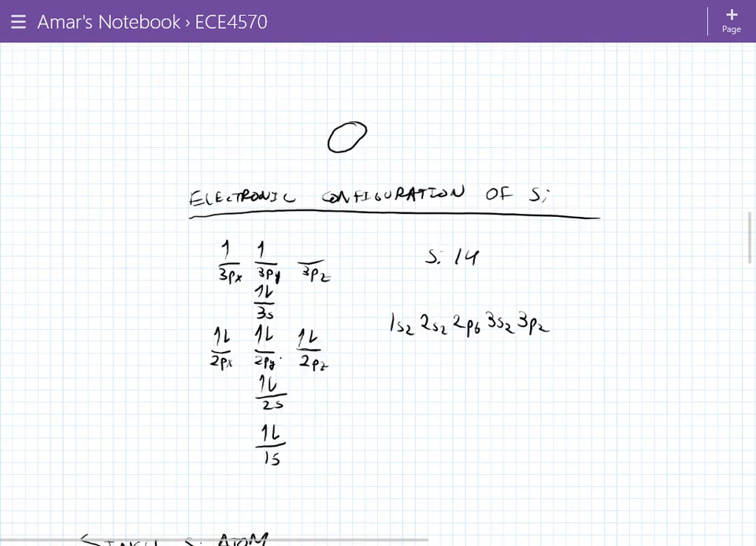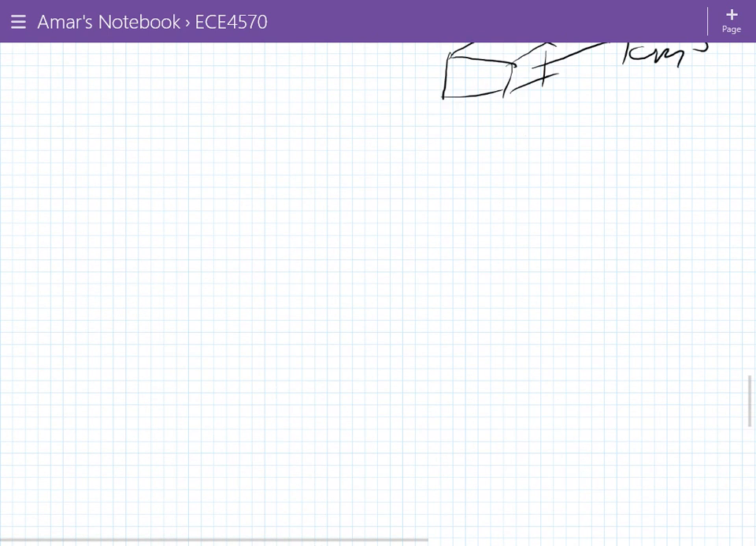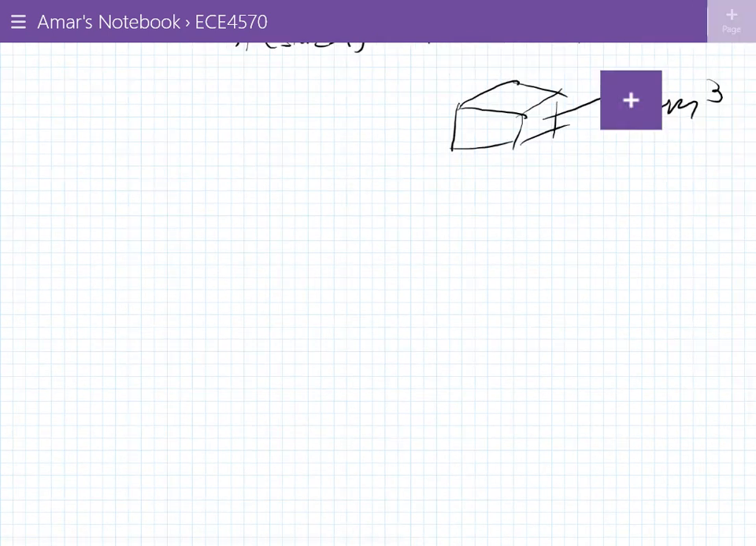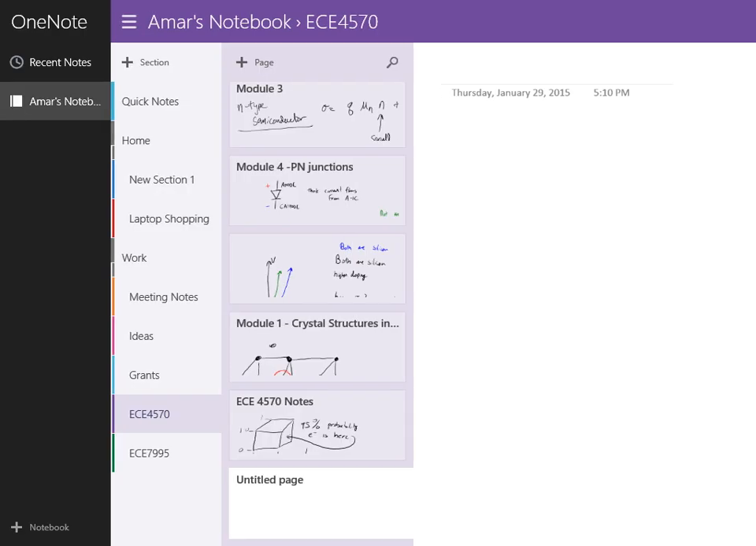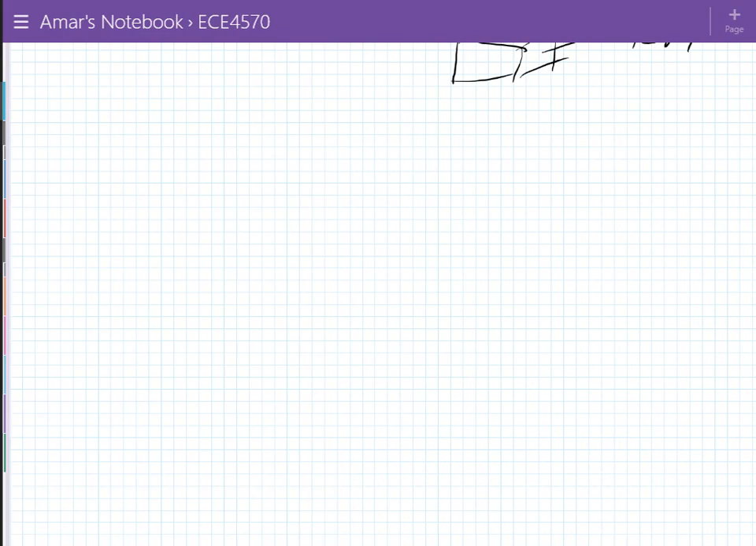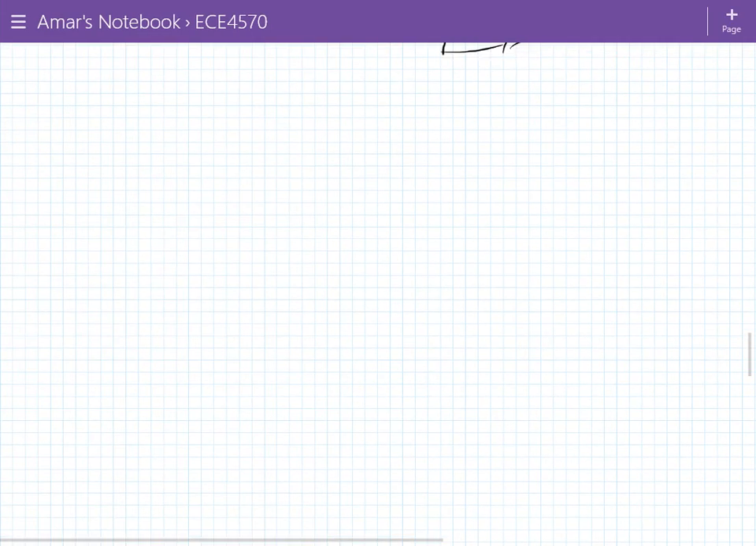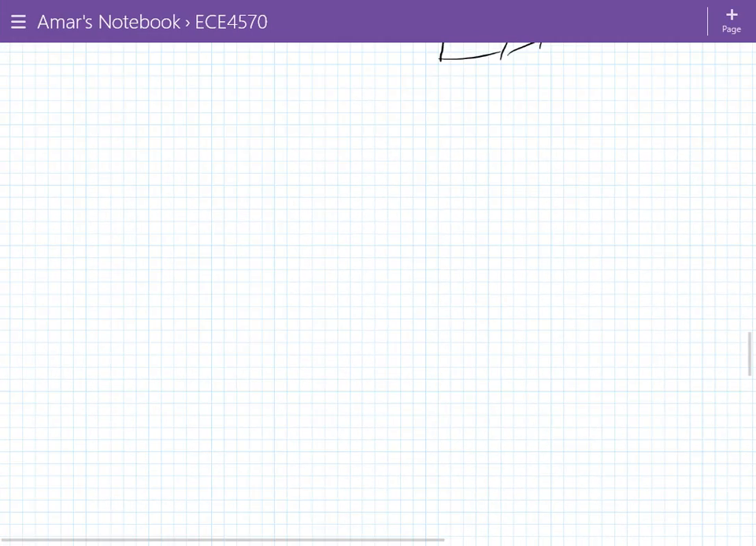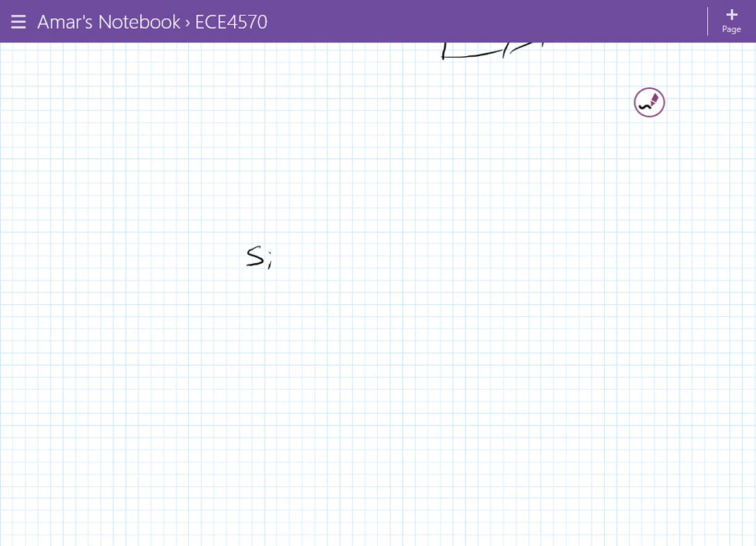All right, so when we're doping, this is what doping looks like. An ordinary silicon structure would look something like this. All right, we've seen this many times now.